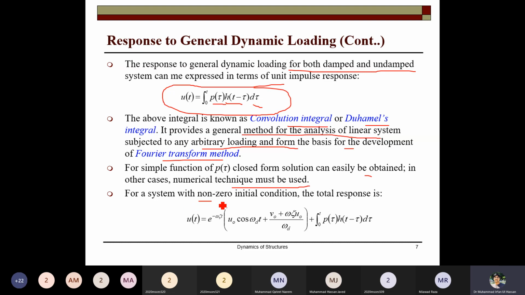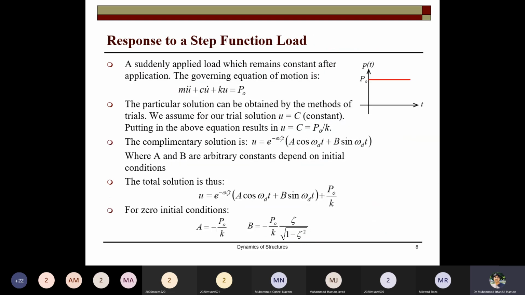For a system with non-zero initial conditions, when the initial conditions are not zero and the system is already under some initial condition, we have to add the response before that. You have to add the response of the damped system due to the initial conditions, and then add the convolution integral, the Duhamel integral, to find the total response.